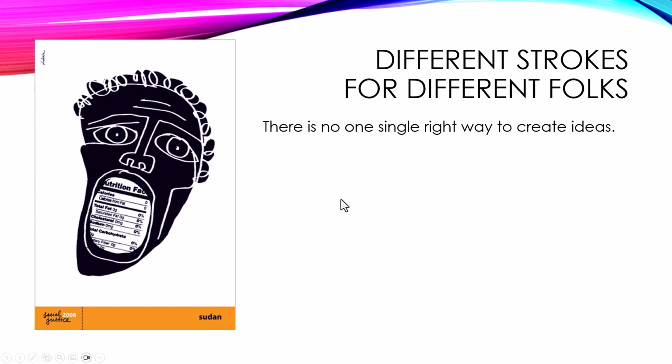Look at this poster. They're talking about starving people. And she's taken a nutrition label with zero everything inside. How awesome to be able to combine those two ideas.